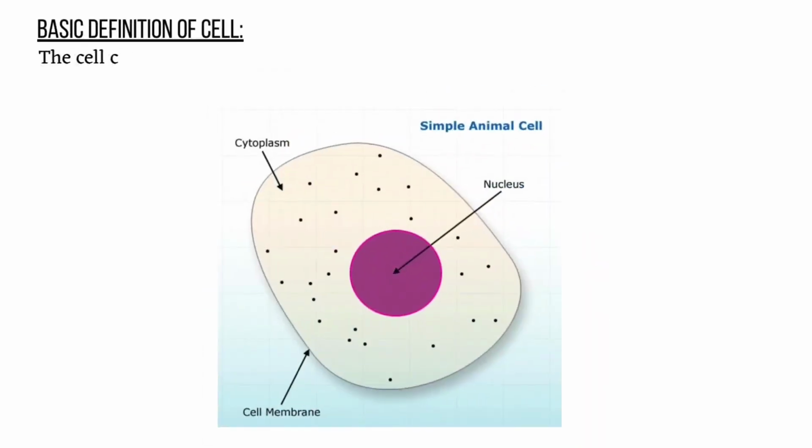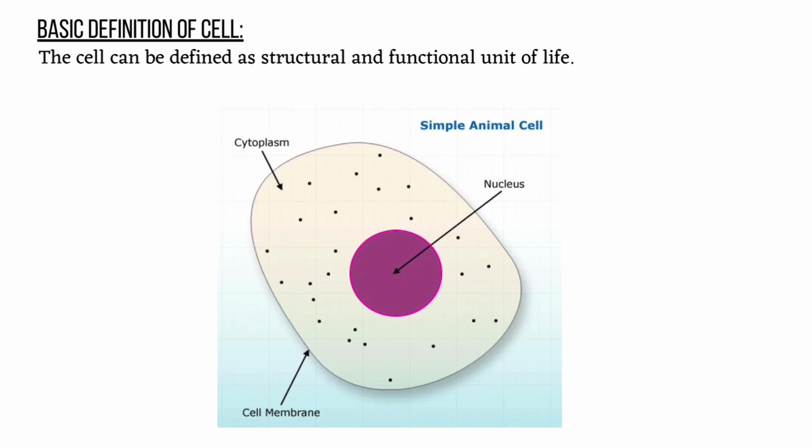The cell can be defined as the structural and functional unit of life. It is the smallest unit that can carry out all the activities of life. Cells are the building blocks of complex multicellular organisms. All cells have three things in common: cell membrane, cytoplasm, and DNA.